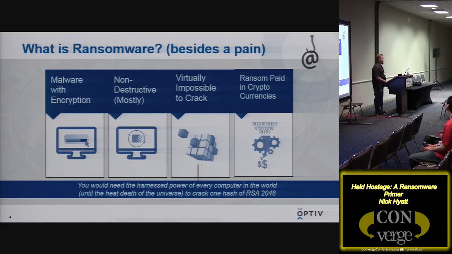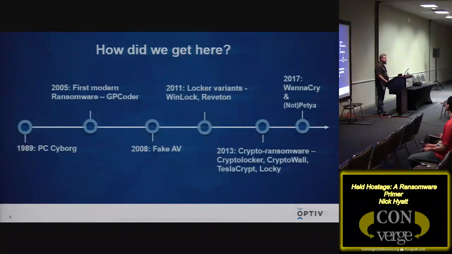And then your ransom is paid in cryptocurrencies. So primarily we see that in Bitcoin. We haven't really seen it step out into Ethereum or Litecoin or anything like that, but the ransom is primarily paid in cryptocurrencies. And so how did we get here?